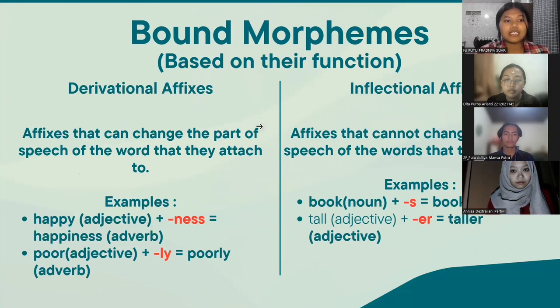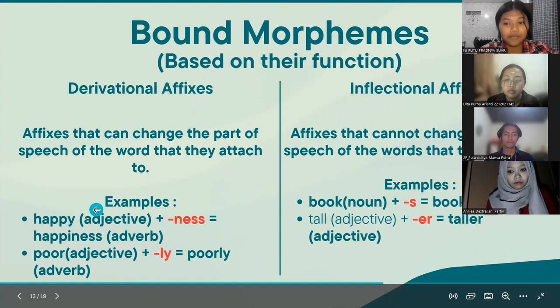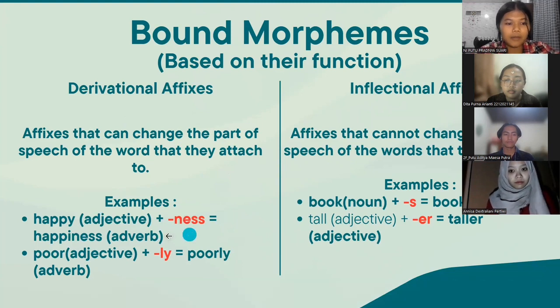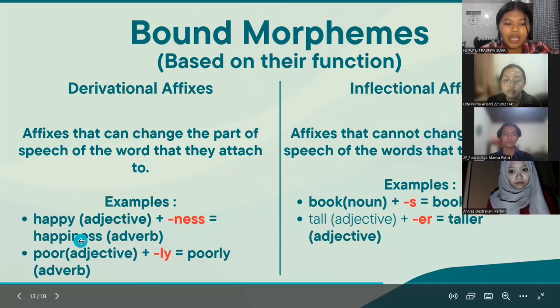Number one, derivational affixes. What are derivational affixes? Affixes that can change the part of speech of the word that they attach to. For example, happy is an adjective, happiness is a noun. And number two is poor. Poor is an adjective. We add ly, it becomes poorly, it's an adverb.